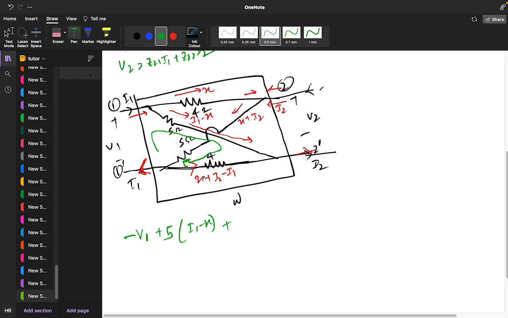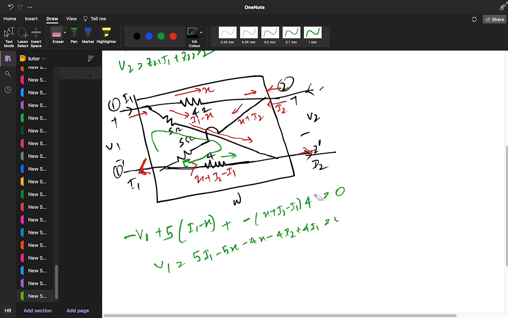What is the current? Your current is opposite, meaning the current is flowing like this, but you are taking the KVL like this, so it will be minus of x plus I2 minus I1 into 4 is equal to 0. So what will the V1 value be? 5I1 minus 5x minus 4x minus 4I2 plus 4I1 is equal to V1 only.